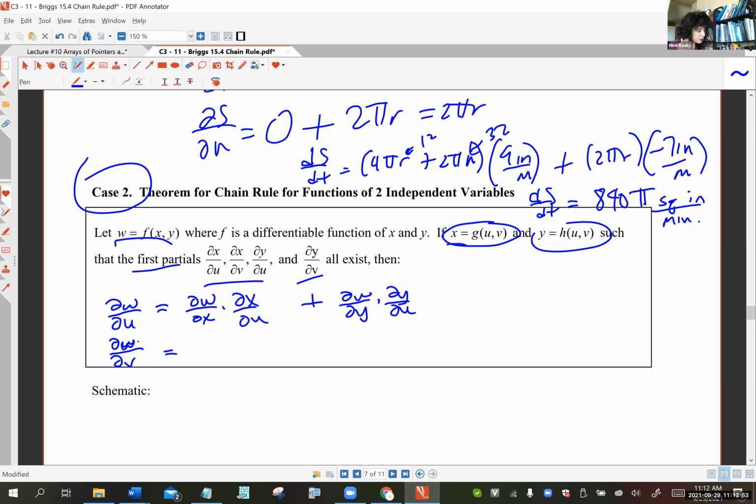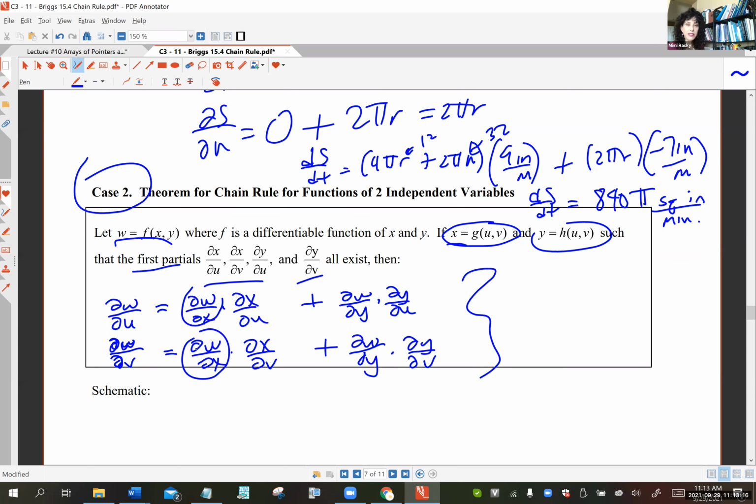The partial of w with respect to v, look at all these curvy d's here, is going to be dw dx times dx dv plus dw dy times dy dv. Now, with these 2 formulas, it looks like we have 8 derivatives total, but we actually don't, because both of these partials have something in common. They both have dw dx, and both of them have dw dy. So it turns out there's 6 distinct partials that you have to go get when you do both of those formulas.